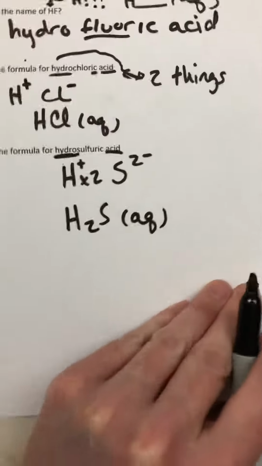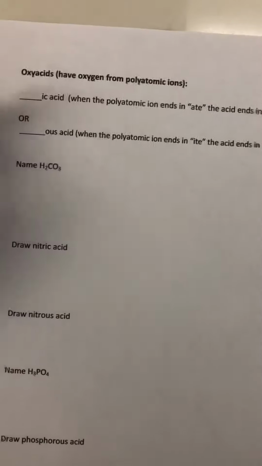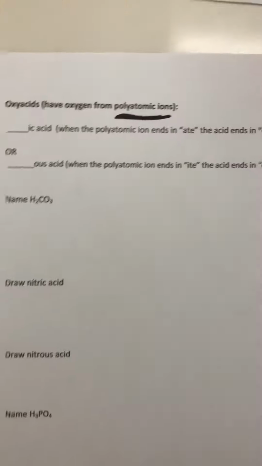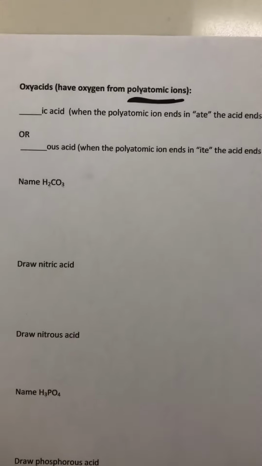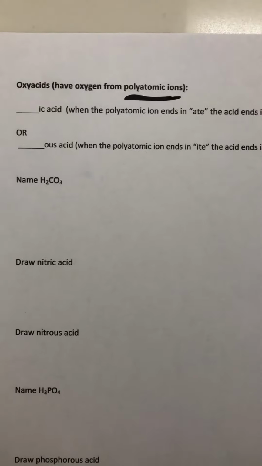All right, so that's binary acid naming. It tends to be very simple. In fact, all acid naming is simple if you let it be. Now let's go ahead and move on to oxyacids. Oxyacids are things which have oxygen, and the oxygen comes from polyatomic ions. If you don't know polyatomic ions, make sure you watch the polyatomic ion video prior to watching this one.